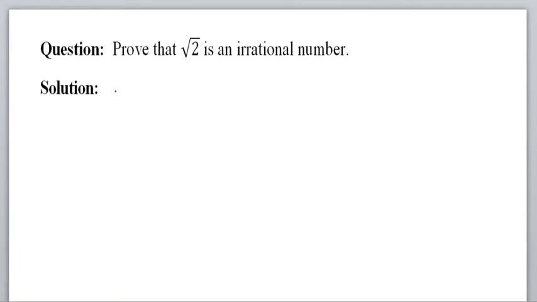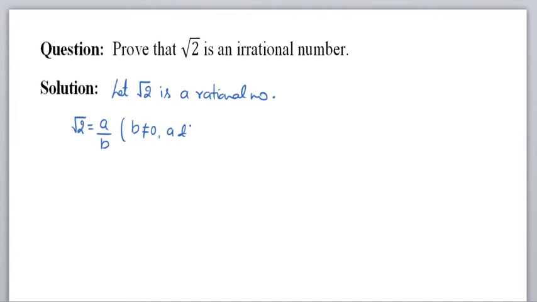So first of all, we will assume that root 2 is a rational number. And we know that any rational number can be expressed in the form of a by b, where the denominator b cannot be equal to 0, a and b are integers and co-prime numbers.